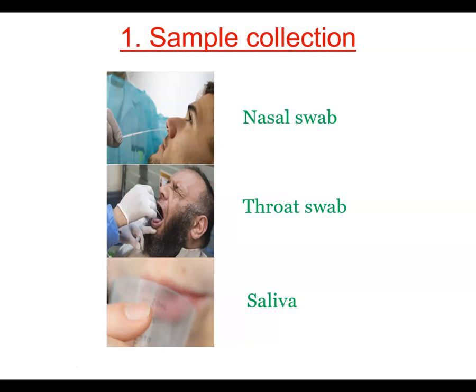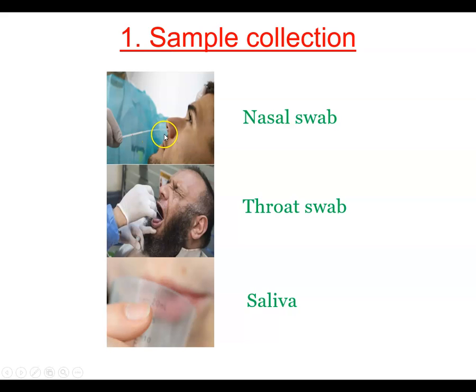As I mentioned earlier, the only step you need to be involved in is to give a sample, and that will take a few minutes of your time. It's a very easy procedure. There's no danger. At this moment, just three kinds of sample can be used to detect the virus genomic RNA. The first one is nasal swab.